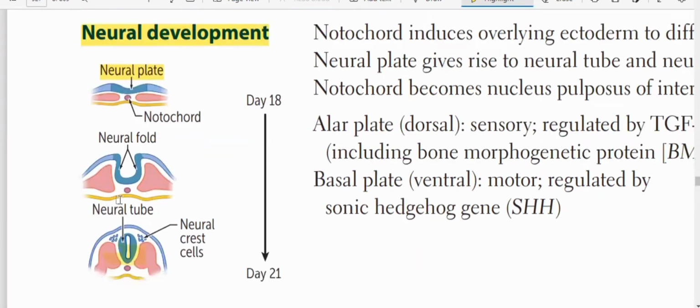Then after the formation, it may form the neural tube, and mainly the neural fold changes into the neural tube and the neural crest cells. These are the paraxial mesoderm of the mesoderm layer, and the notochord may change into the nucleus pulposus in the adult.